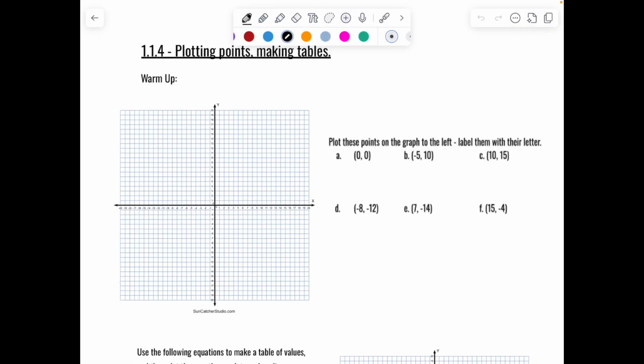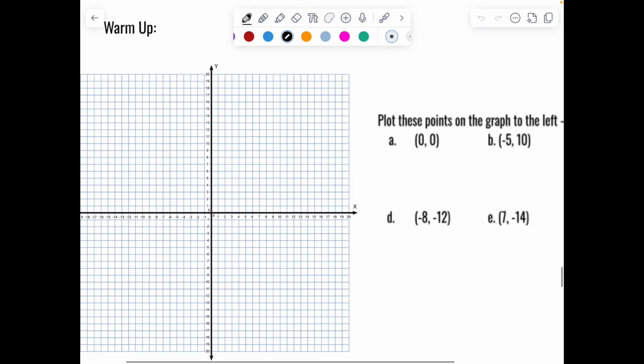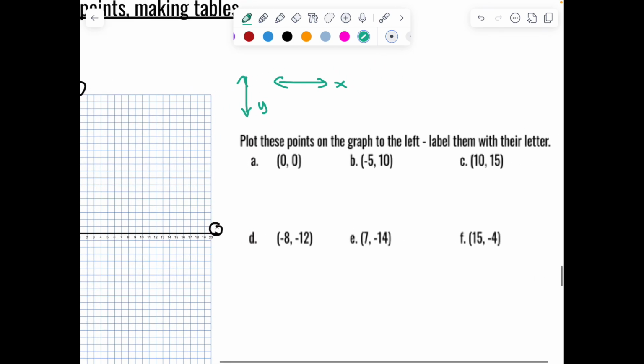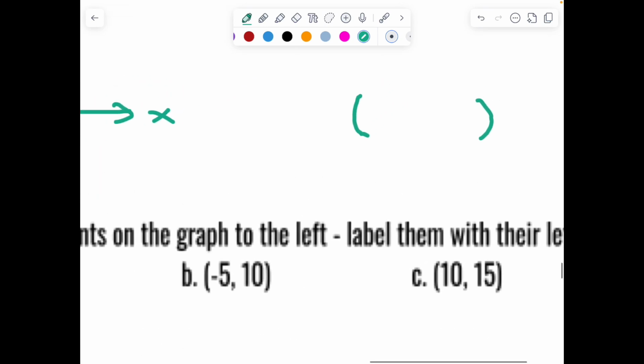All right, we're going to be talking about plotting points and making tables today. So let's just talk about on a graph, we have the x-axis and the y-axis. Okay, so the x-axis is always the one going horizontally, and the y-axis is the one going vertically, up and down. So when we look at coordinate points, okay, these are all coordinate points, points on a graph. Those are telling us where to put our dot on the x and y axis.